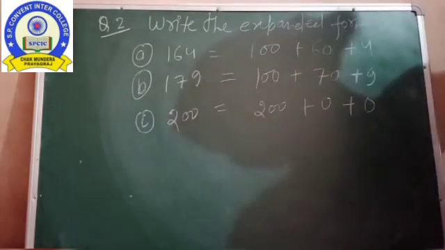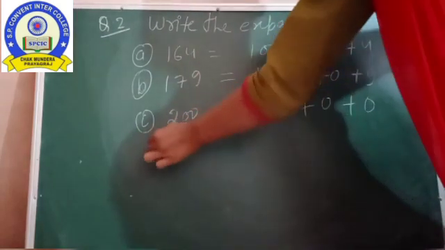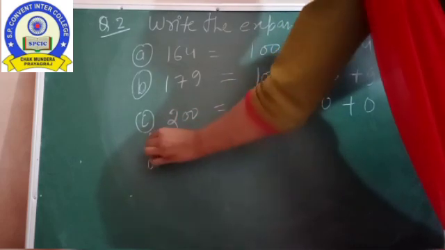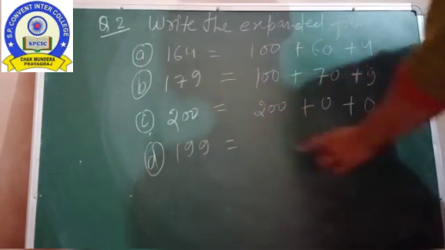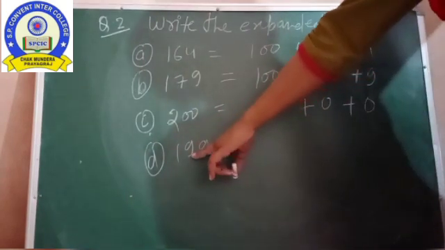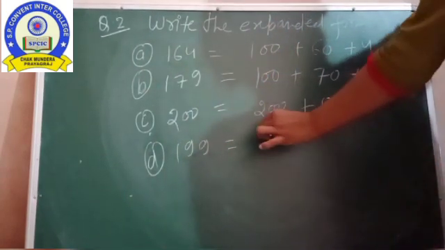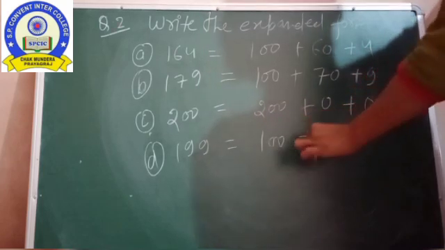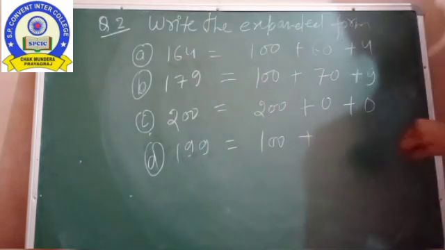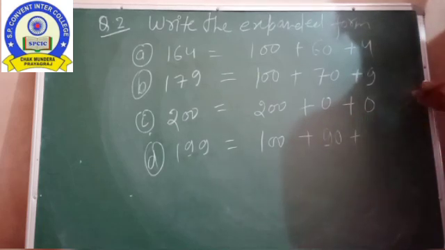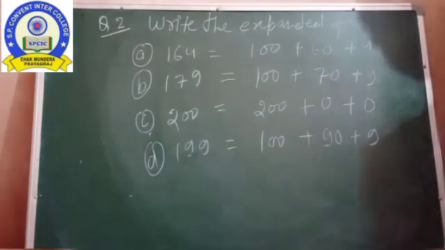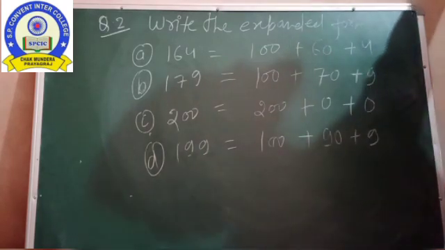Now the next question, 199. 9 is in the ones place, 9 is in the tens place, and 1 is in the hundreds place. 9 is in the tens place, it means 9 times 10, 90, and again 9 is in the ones place, 9 times 1, the 9. Clear?